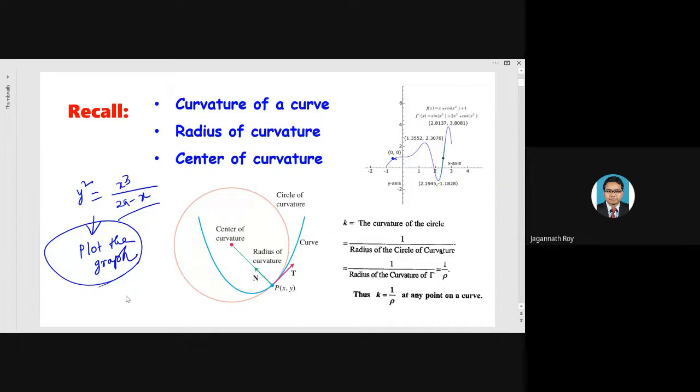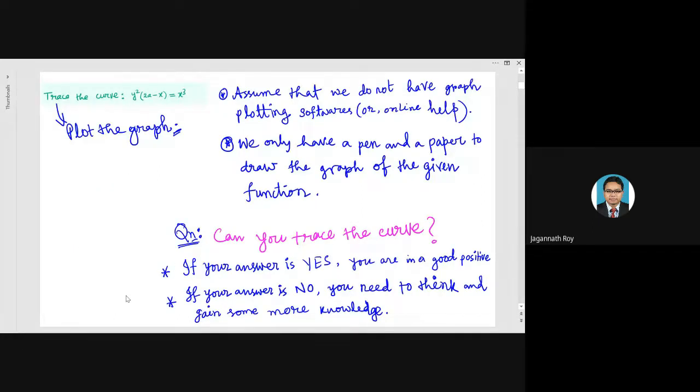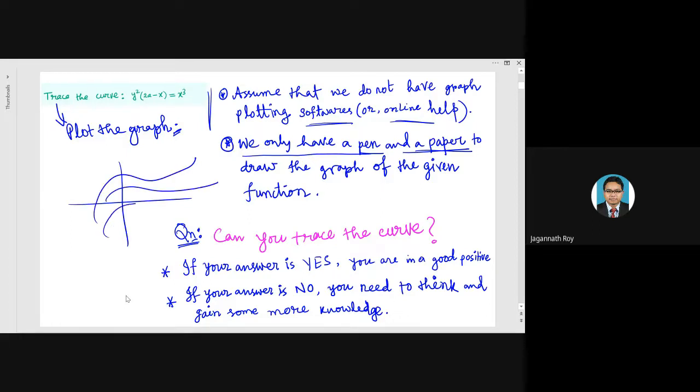Now, assume that we do not have the graph plotting facility, or online help, there is no software. What we have only is a pen and a paper. Now you plot this. What will be the structure of the graph of the curve? You need to trace the curve, plot the graph. Then what information can you read?